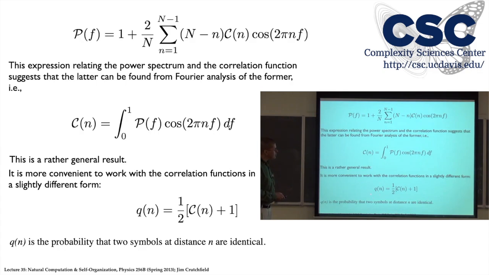If I express it this way, then this has a very nice interpretation. It simply means: what is the probability that two symbols at a distance of n are the same? So if I have a symbol here, Q sub n just means what is the probability that some distance away I have a symbol of the same kind. So that's a nice physical interpretation for it.